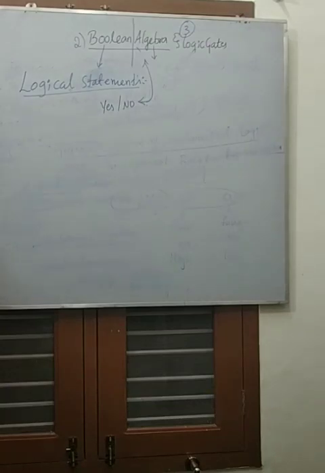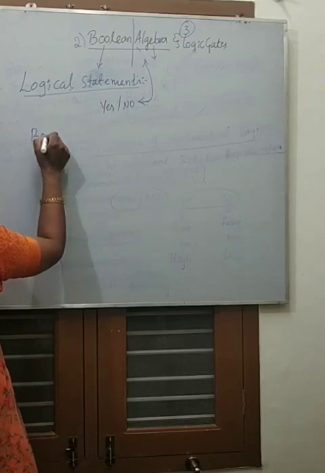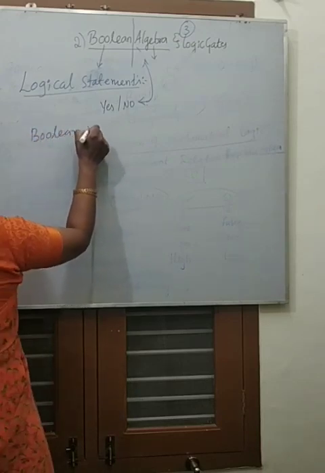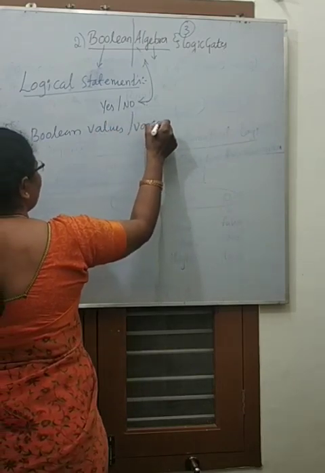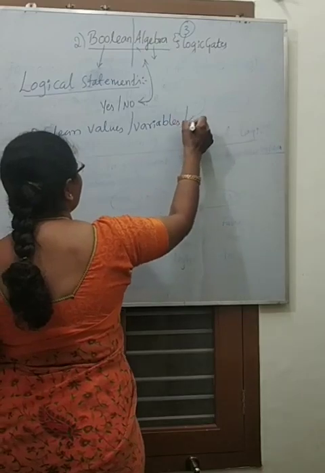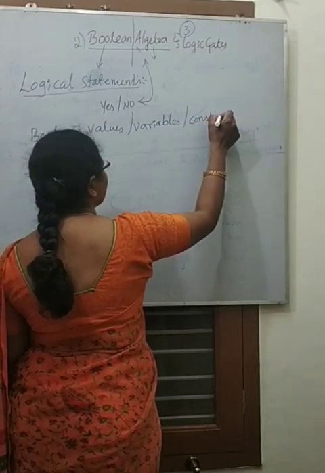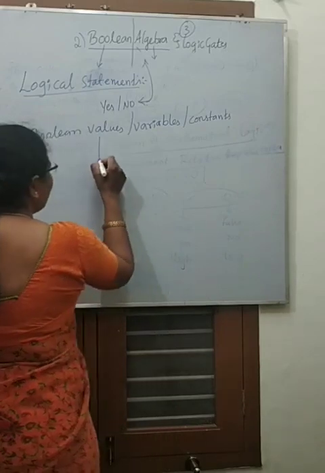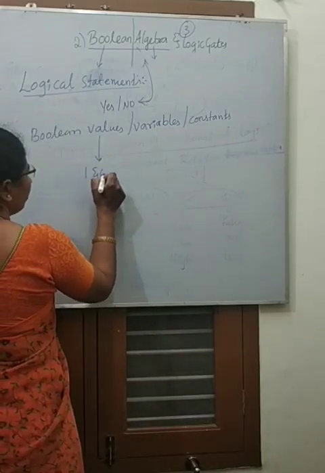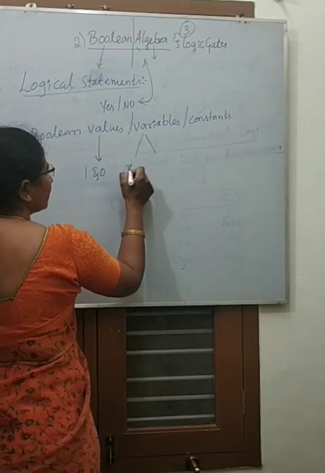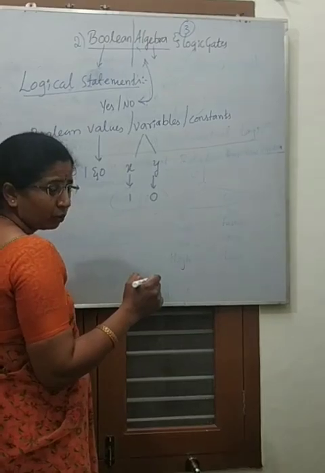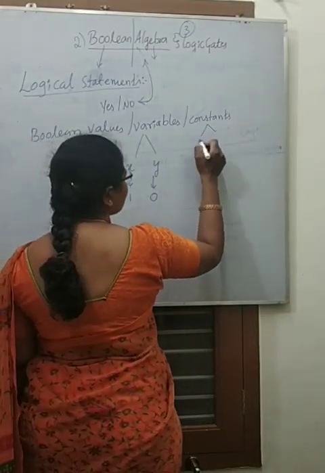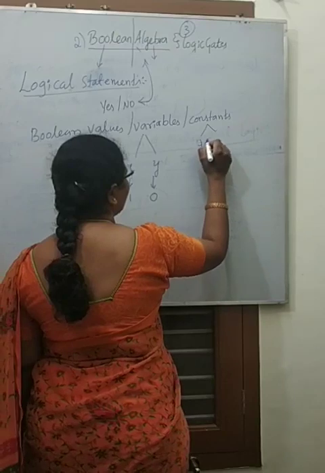How are we going to evaluate this? We are going to evaluate this using Boolean values, or it may be variables, or it may be a constant. Directly you can take 1 and 0, or you can represent x and y, x as 1, y as 0. Otherwise a constant value, similarly 1 and 0.